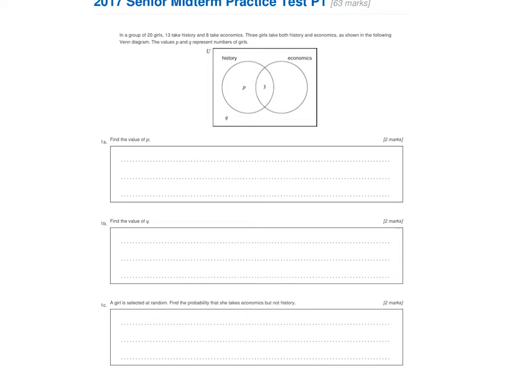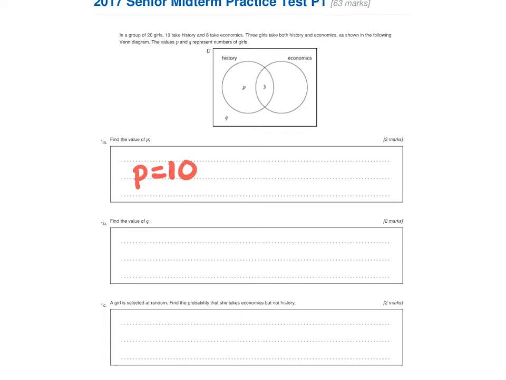Well, it tells us that 13 take history, and we know that this circle right here represents everyone that's taking history. So there's already 3 girls here, and there's 13 in the history circle, so that leaves 10 for P. Then it says find Q.